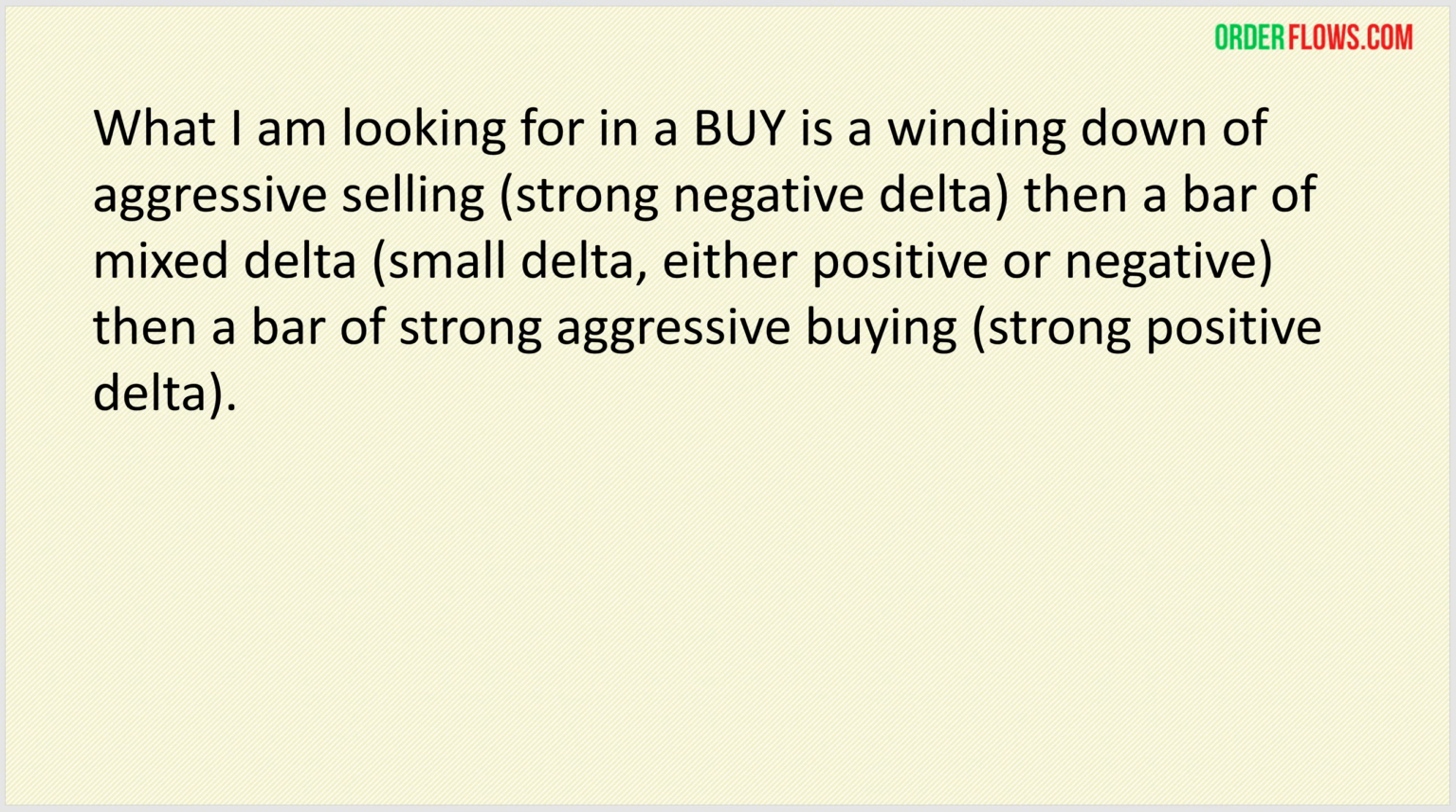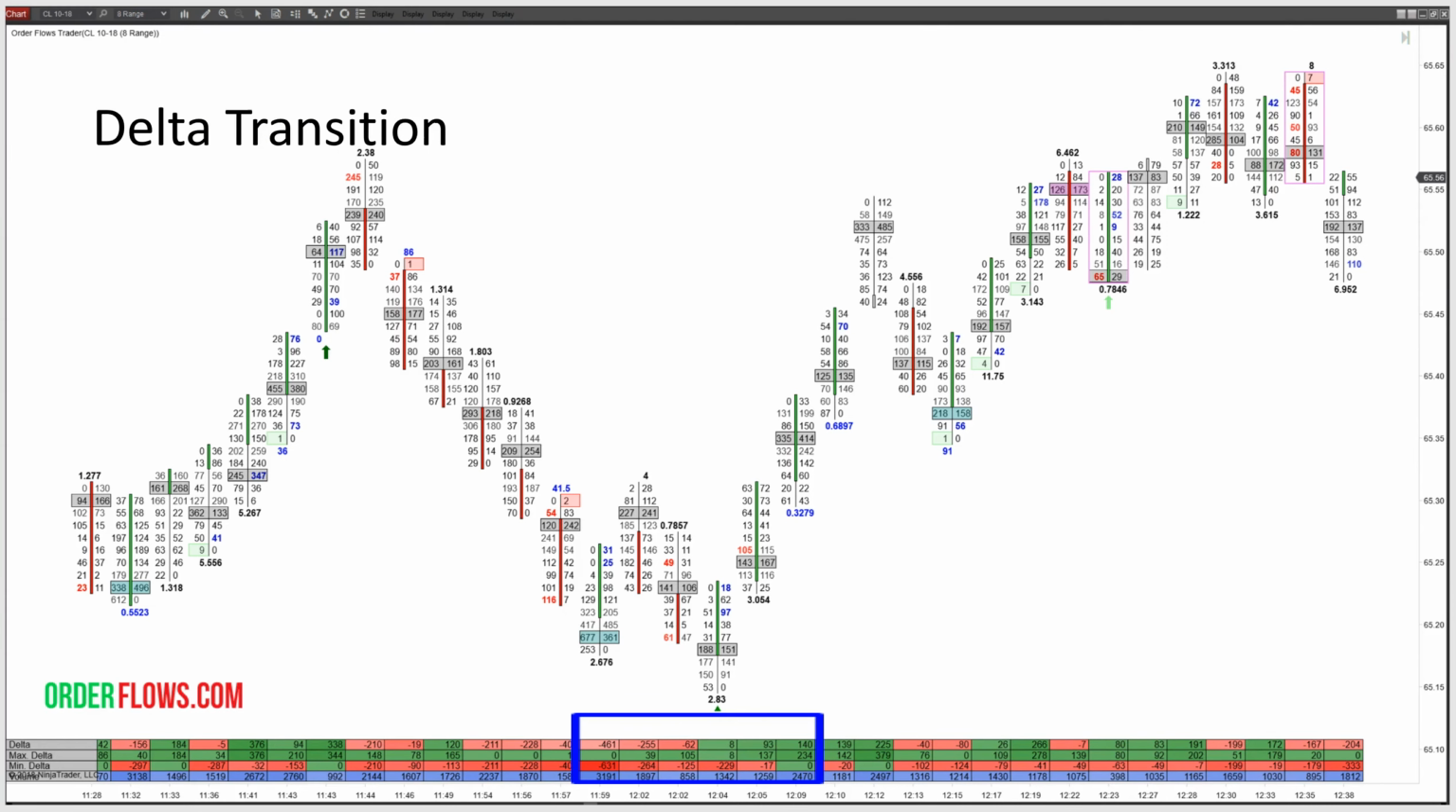So what I'm looking for in a buy is a winding down of aggressive selling, a strong negative delta, then a bar of mixed delta, small delta, positive or negative, doesn't matter, then a bar of strong aggressive buying, strong delta. So again, this is over several bars, but really you can key in on the 3 bars here in the middle, minus 62, small delta, positive 8, then strong positive delta 93.